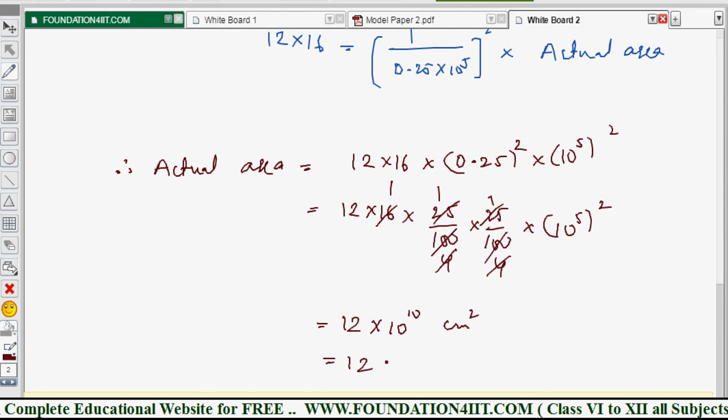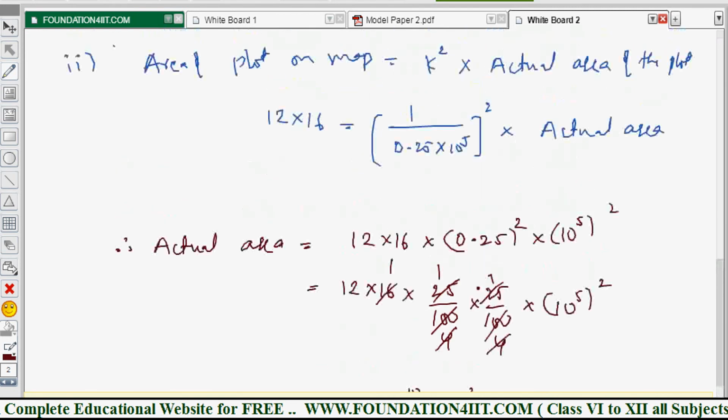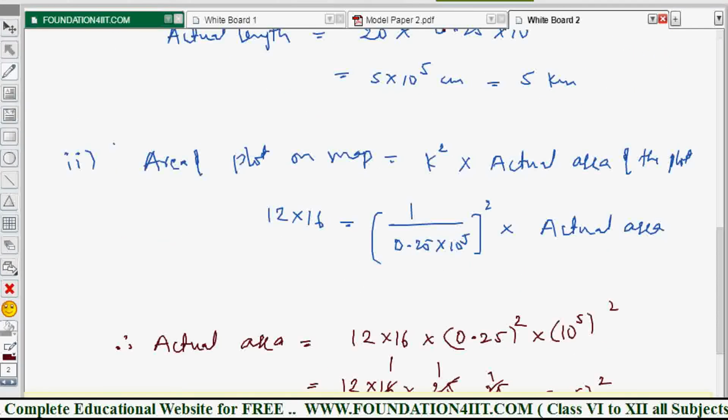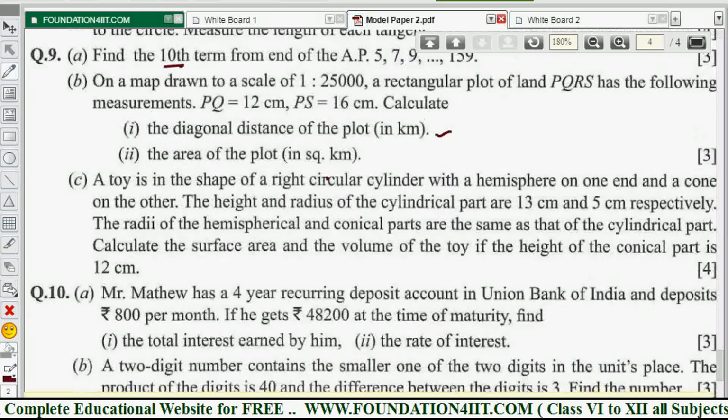That is 12 square kilometers, you can write. This is the problem; easily we can solve. And let us take this next one.